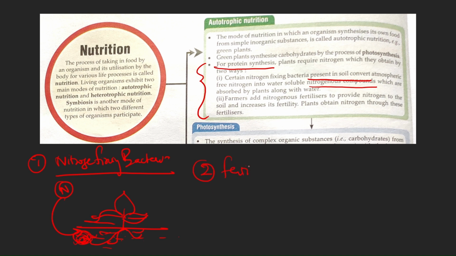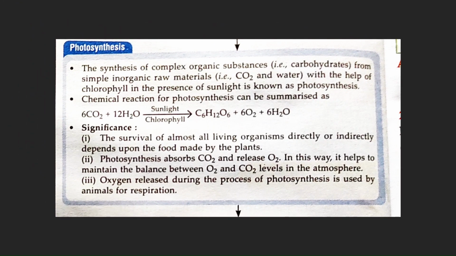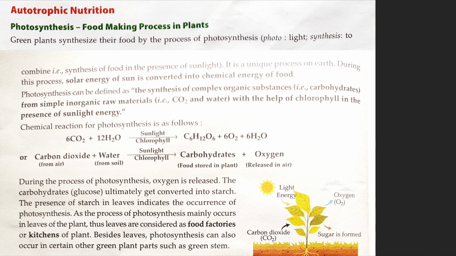Second one is fertilizers. Farmers add nitrogenous fertilizers to provide nitrogen to the soil and increase its fertility. Plants obtain nitrogen through the fertilizers. So this point is explained in extra in this concept map. First we will finish this autotrophic nutrition, and then we will head on to the heterotrophic nutrition. So what is the process through which the green plants synthesize food? That process is called photosynthesis, the very famous photosynthesis. Let's see the detailed part, and then we will revert back to the concept map.